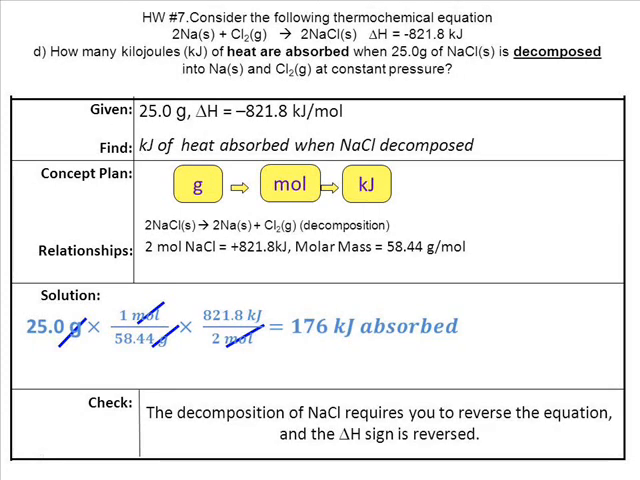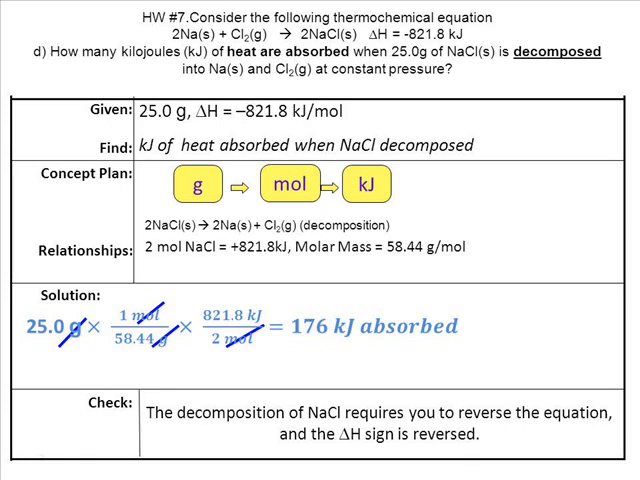For problem 7c, we are now asked to calculate how many kilojoules of heat are absorbed when 25.0 grams of sodium chloride is decomposed into sodium metal and chlorine gas at constant pressure. Again, I must reiterate and strongly emphasize how important it is to make sure that you follow the context clues. These are critical in solving these problems.